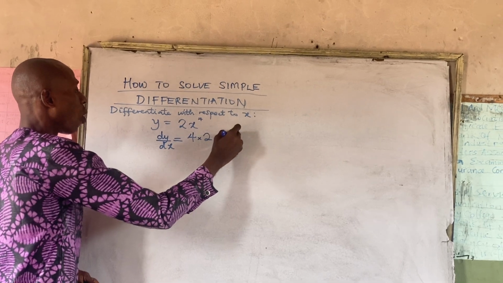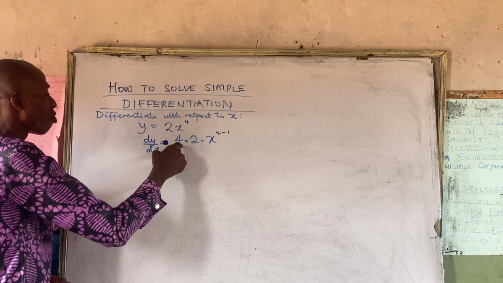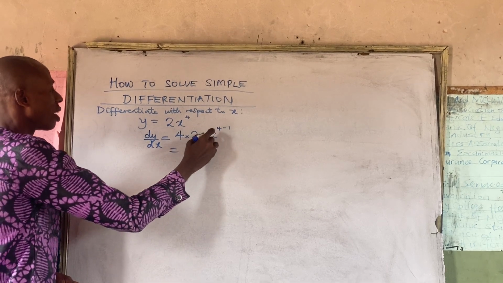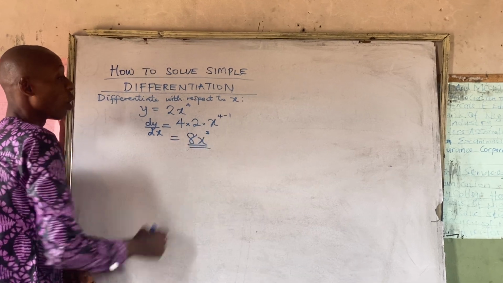Then of course you have 4 minus 1. You lessen the power by 1. So you have 4 times 2 is 8. Then we have x. 4 minus 1 is 3. And you have your answer right there.